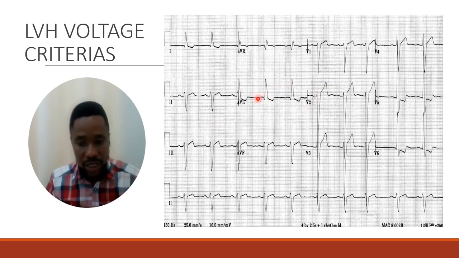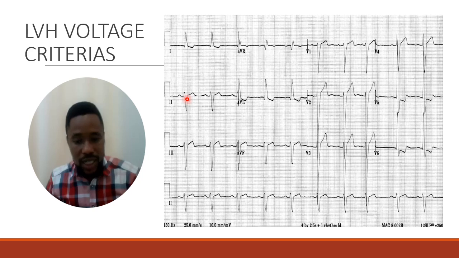This is another LVH now. You can see in aVL here. This is about 3 small boxes, 8 small boxes plus this. That's 13. That's greater than 11. So modified Cornell voltage criteria shows that this is LVH.